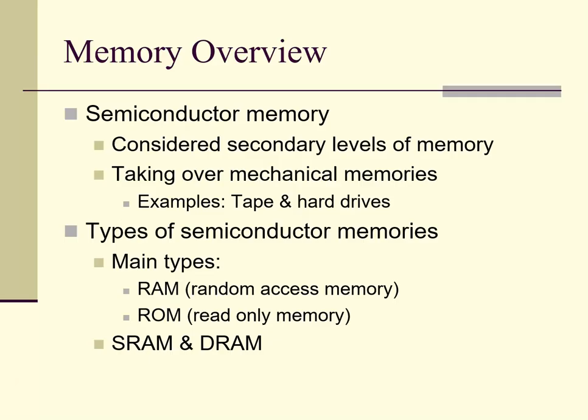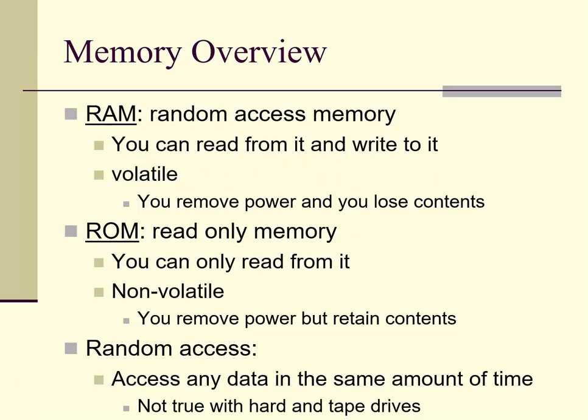There are two types of semiconductor memories that we're going to look at. There's random access memory, which is RAM, and there's read-only memory, which is ROM. Other types, SRAM, DRAM, static RAM, dynamic RAM, have special issues with them. They have speed considerations, power considerations, stuff way beyond the scope of this course.